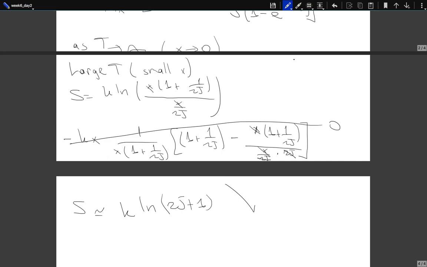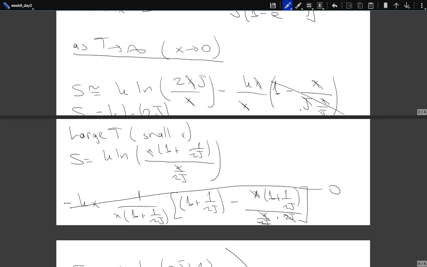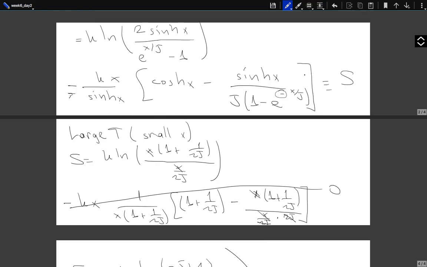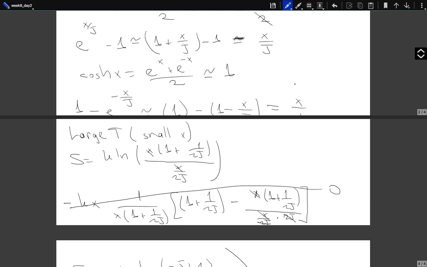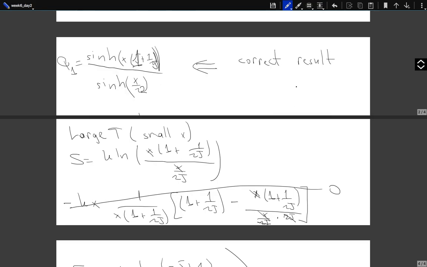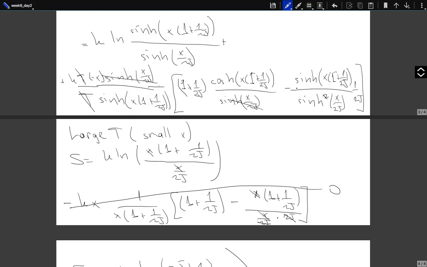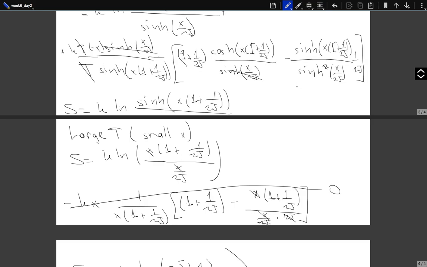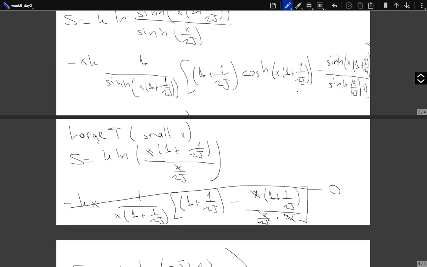Now let's look at the small temperature limit. This is our, no, that's not x. The corrected one is here.